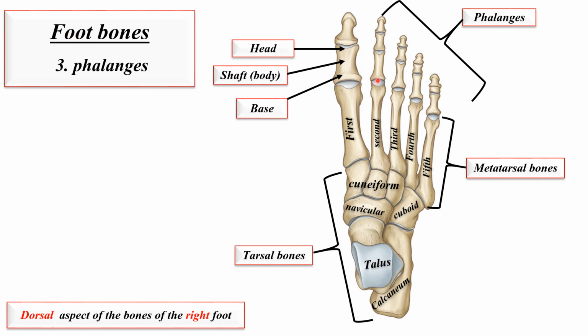The joint here between the metatarsal bones and the phalanges is called metatarsophalangeal joint, while between the phalanges is called interphalangeal joint. This is the interphalangeal joint here. This is the proximal interphalangeal joint, and this is the distal interphalangeal joint.